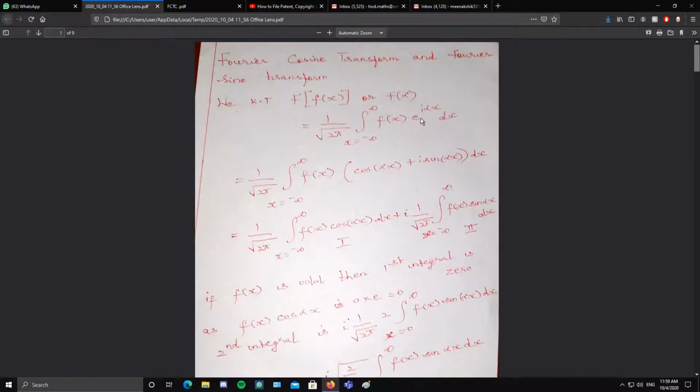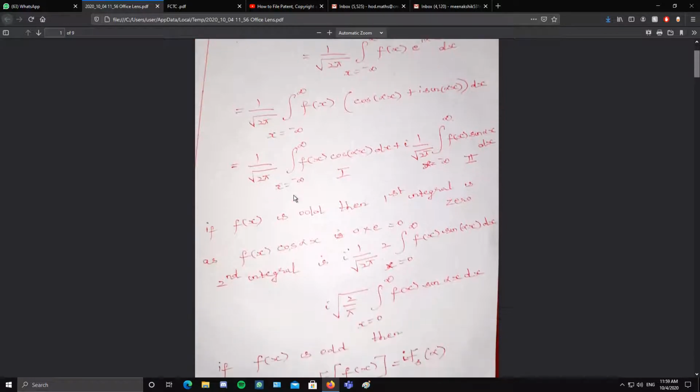Now e power i alpha x is the kernel, and f of x is the given function. e power i theta is cos theta plus i sin theta, so here we have cos alpha x plus i sin alpha x. Then we split into two integrals: 1 by root of 2 pi integral minus infinity to infinity f of x cos alpha x dx, plus i times 1 by root of 2 pi integral f of x sin alpha x dx.